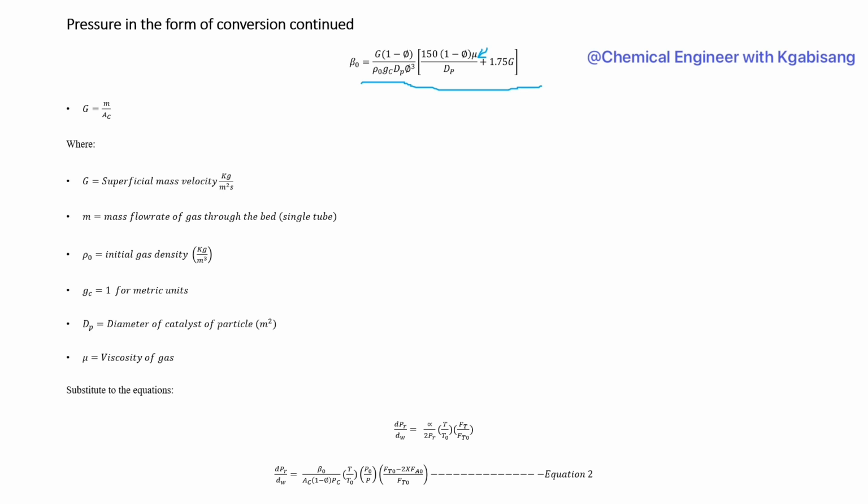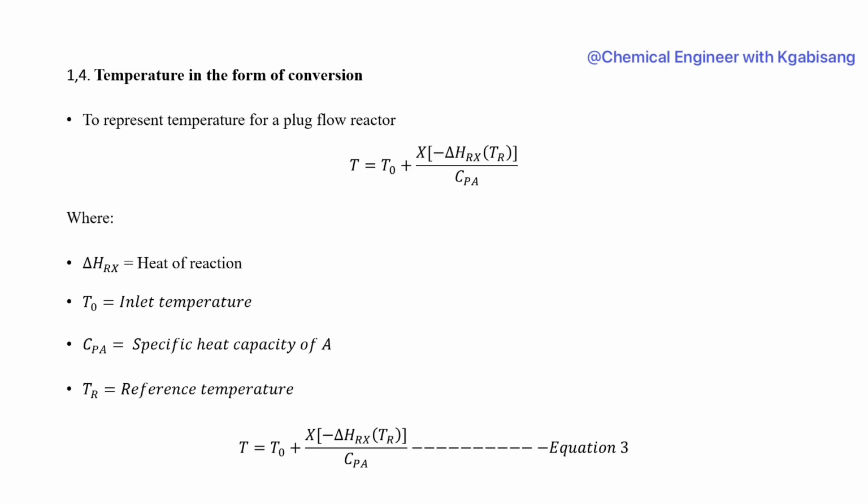Lastly, because our reactor is adiabatic, we cannot neglect the change in temperature because it won't remain constant. If it was isothermal, we could have neglected the change in temperature and taken it to be constant. But now, because there is a change in temperature within our reactor, we have to take it into account. Hence, we have this equation here. This will be our third equation, and it takes into account the inlet temperature, the heat of reaction, the specific heat capacity of A, and also the reference temperature.